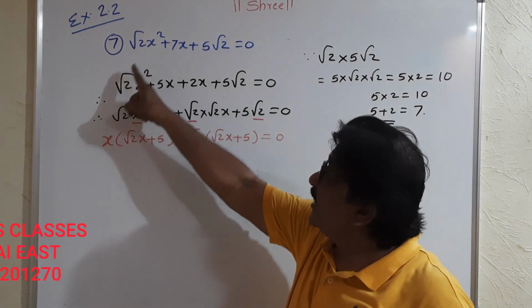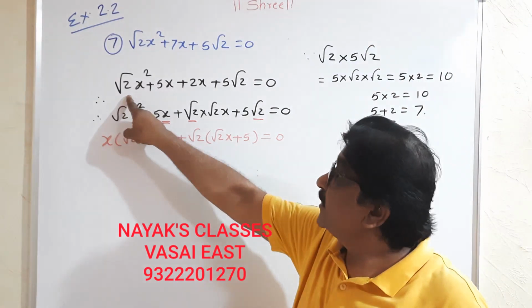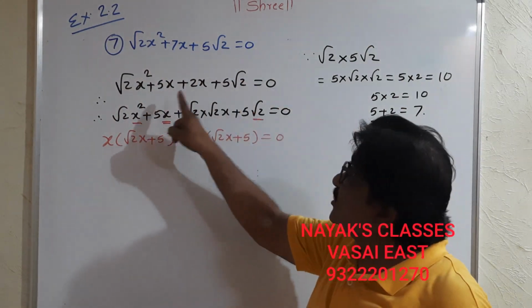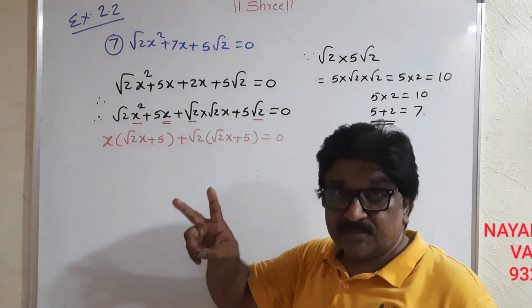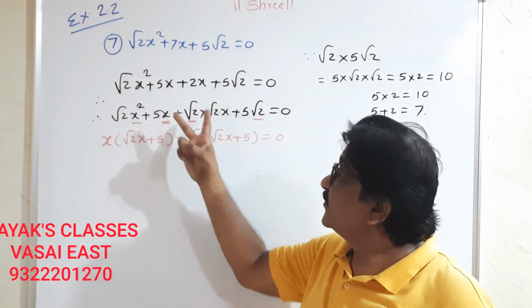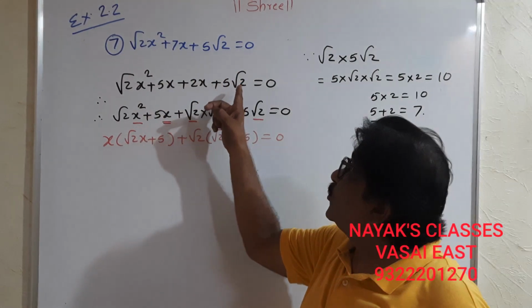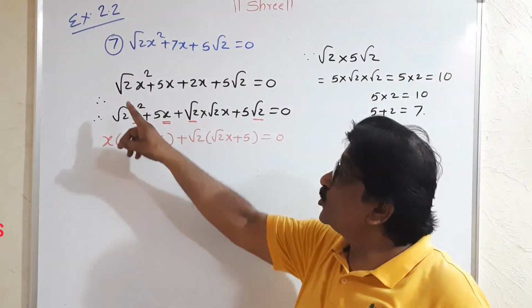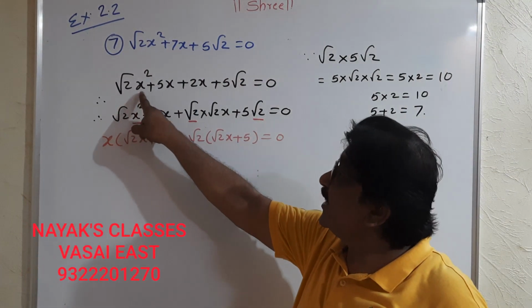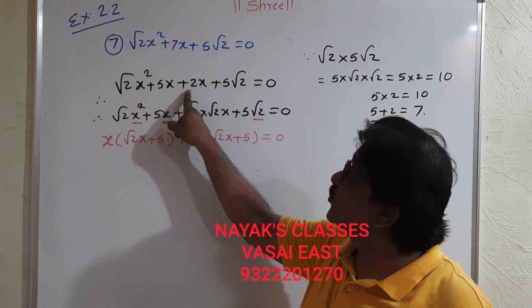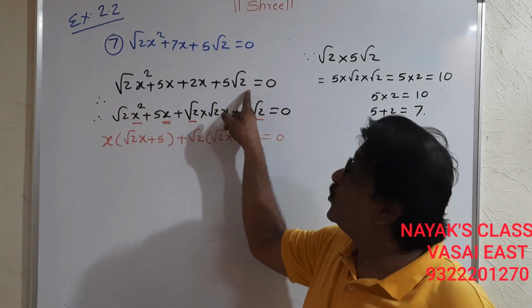See, root 2x square remaining same, 5x plus 2x from factors. We got the numbers 2 and 5 root 2. So the equation is root 2x square plus 5x plus 2x plus 5 root 2.